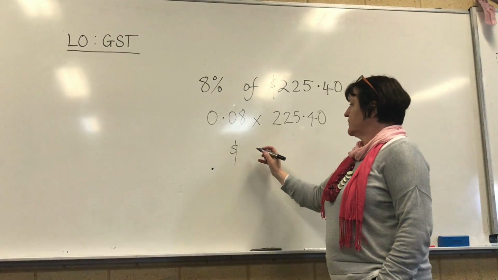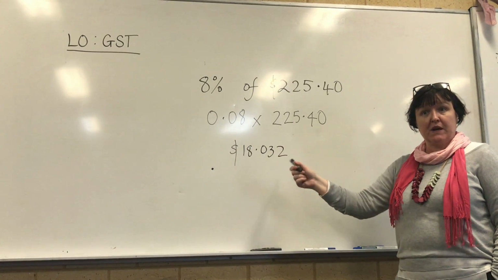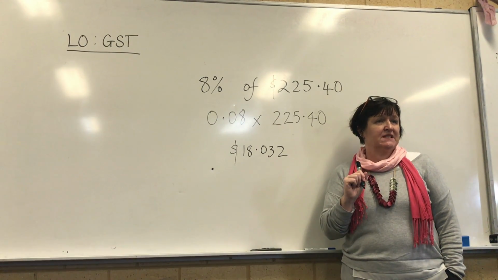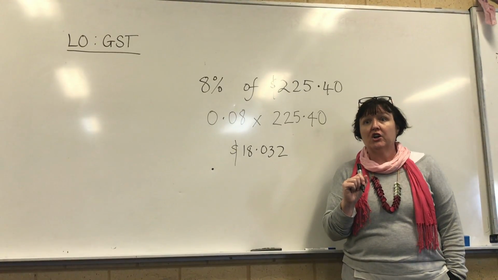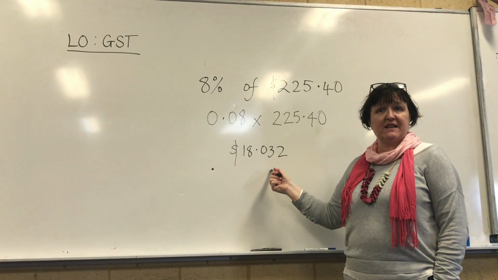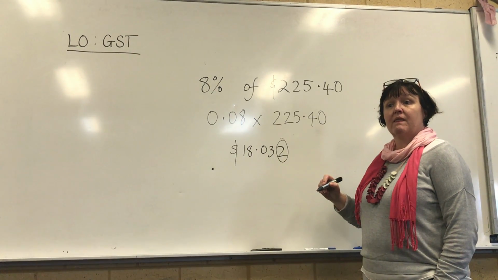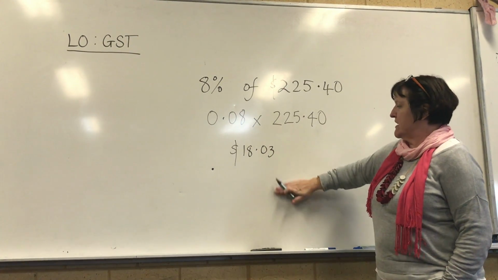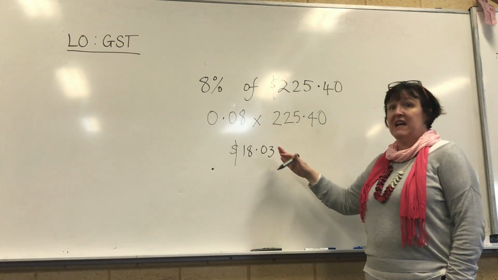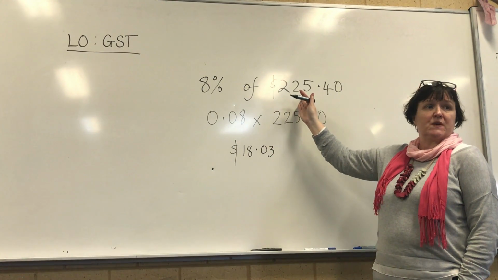What's my answer? Marshall? 18.032. That's what it comes out as, is it? Okay, so how many decimal places do we have to have with money? Marshall? 2. So I've got to round this to 2 decimal places then. So what am I going to do? I look at this one. Would you keep it the same? You just keep it the same when you get rid of that, that's right, because it's less than 5. So that would be the price. That would be $18.03 is 8% of 225.40.